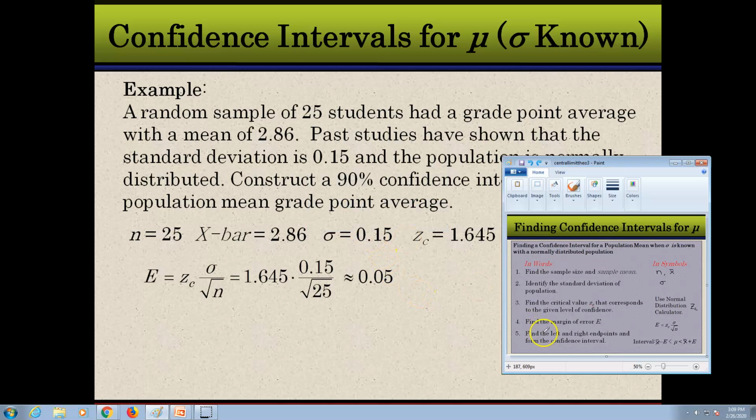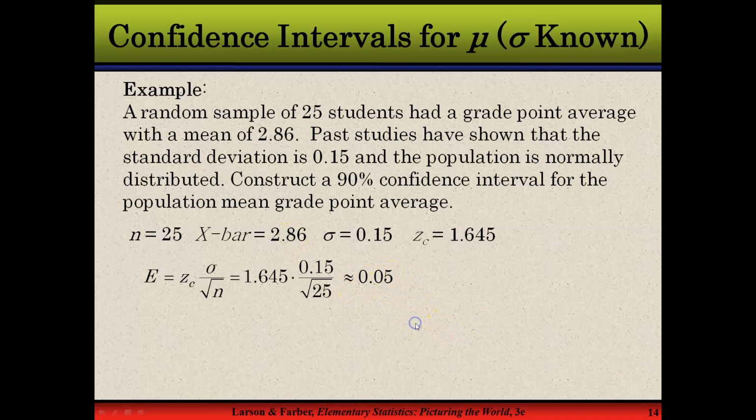The next thing, in my last step, is to create the interval. I want to find the beginning and the end of my interval. How? For the left end, we take x bar, the 2.86, and subtract the E, 0.05. For the right end, we take x bar again, 2.86, and add the E, 0.05. That's what I'm showing you right here. When I subtract 0.05, it's the left end. When I add 0.05, it's the right end. And when I work it out, I get the following interval.